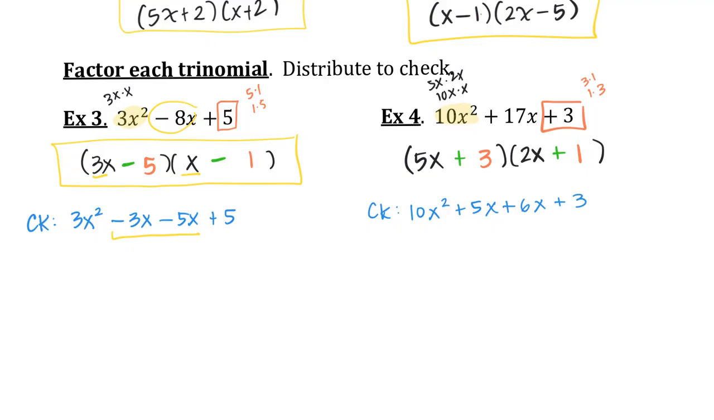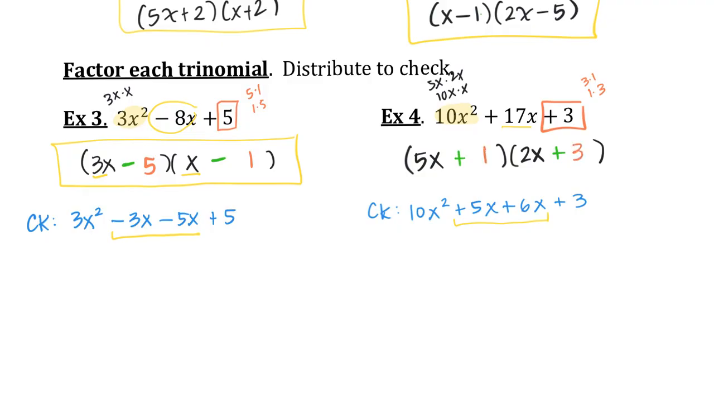Now I knew this was going to be correct, and I knew this was going to be correct because I made it so. Now if I do 5x plus 6x, do I get 17x? No, I don't. So something's wrong. So what do I want to change? Well, one thing, I could either change the 3 and the 1 to 1 and 3, or I could try the 10x and the x. Let's just switch the 1 and 3 and see if that helps.